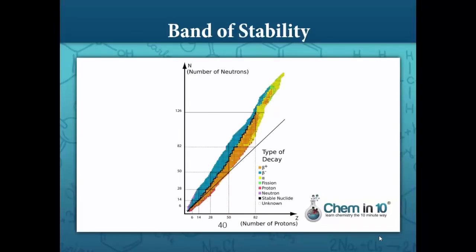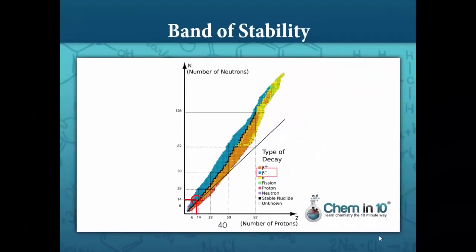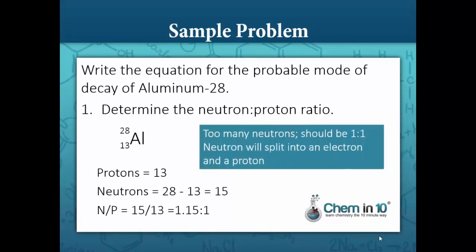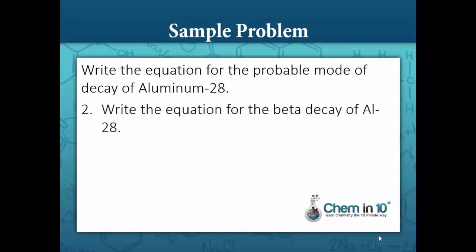It's hard to tell from this graph, but it seems as if this neutron-to-proton ratio falls in the blue section of our band of stability. This means it has more neutrons than is stable, so in order to reduce the number of neutrons, aluminum-28 will most likely undergo beta decay, turning a neutron into a proton and a beta particle. Finally, since we predict that aluminum-28 undergoes beta decay, we write the equation for the beta decay of aluminum-28.